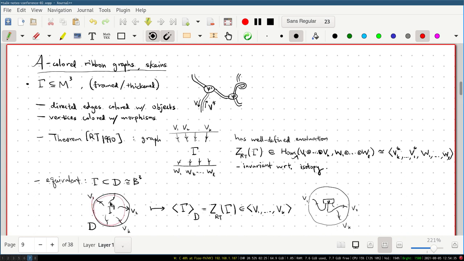So if you have a ball and the graph meets the ball along some objects V1 to VK, then there's a well-defined evaluation in this invariant subspace. The way you choose to write this in this order is given by some choice of a graph that's in some sense as simple as possible. And then of course skeins would be the space of linear combinations of graphs, modulo so-called null graphs. Null graphs are linear combinations that agree outside the ball, and inside the ball evaluate to zero.